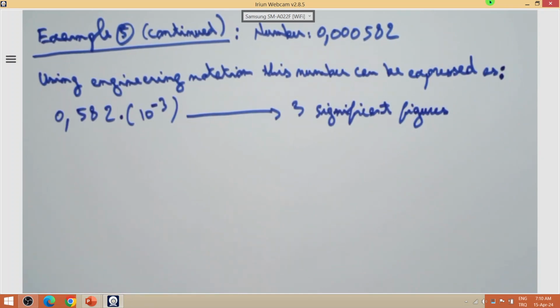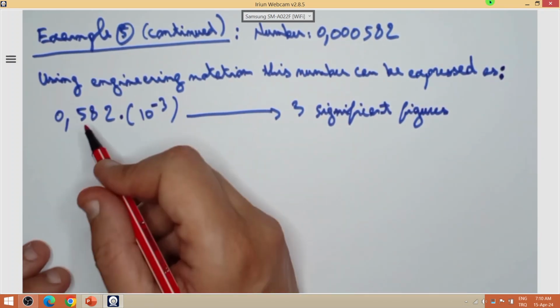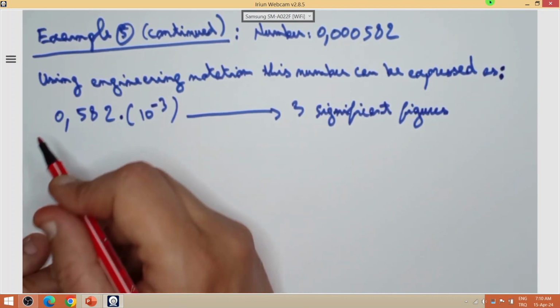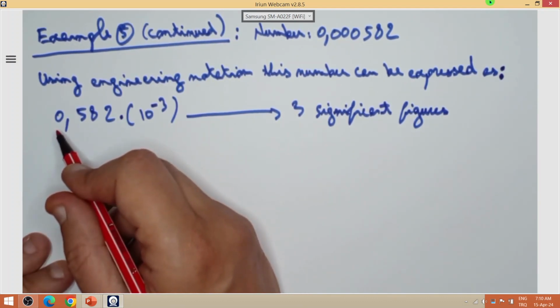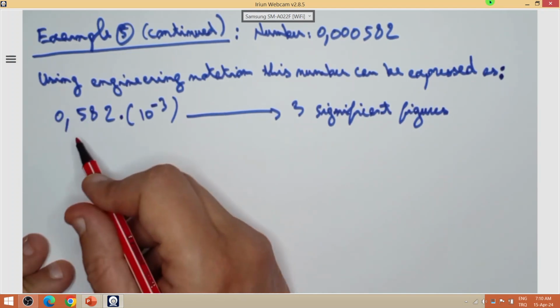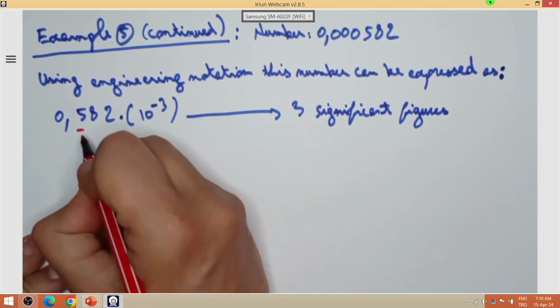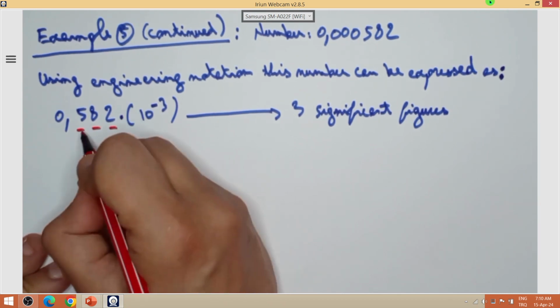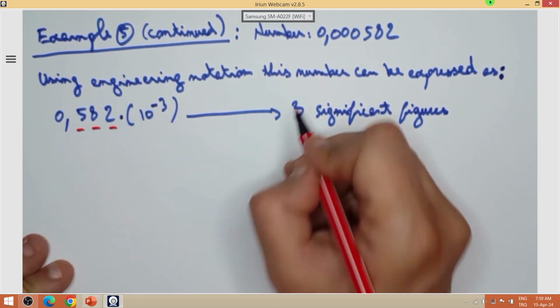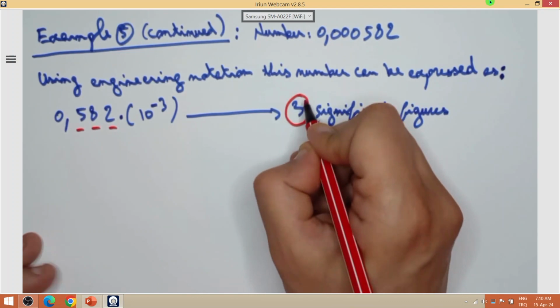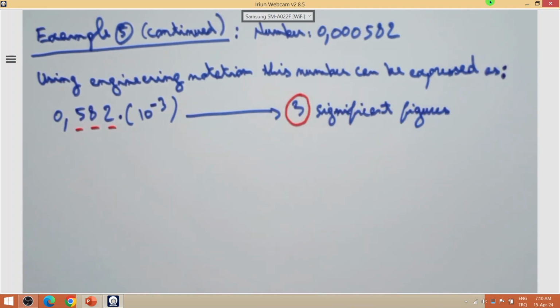We can count how many significant figures. The number is less than 1, so the zeros at the beginning are not significant, so we count only this number and this number and this one, which means it has 3 significant figures. So this was one way of writing this number.